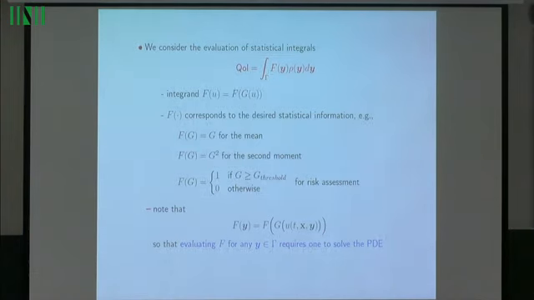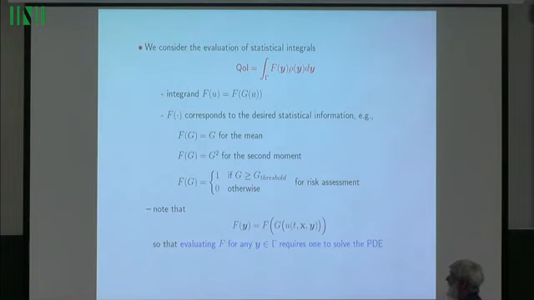So let's consider the evaluation of statistical integrals. I have an integrand f, which depends on G, which depends on U. And f just corresponds to what statistical information you want. If you just want the mean of the output of interest, f is just equal to G, and so forth. If you want the second moment, f is G squared. And the important thing to remember all throughout is that when I write f of y, I really mean the composition of f with G with U, so that f is a function of the random variables.